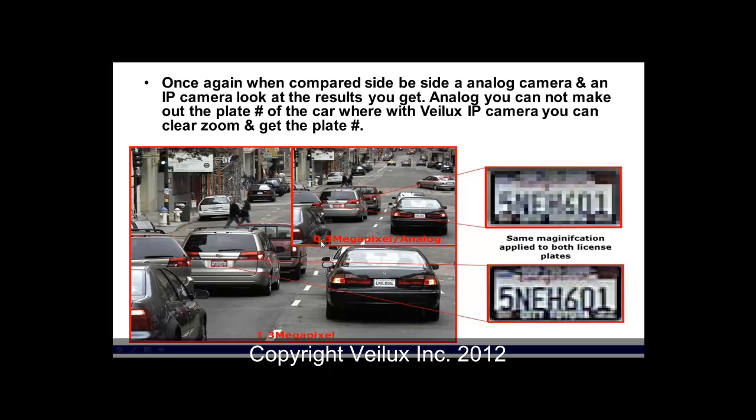Here we have an analog 0.3 megapixel camera. You've noticed when we try to zoom in, it's all distorted. With the same magnification applied to both license plates, here on the 1.3 megapixel you get a much clearer picture and you can make more out of the actual license plate. Here we've done a video of an IP camera versus analog.